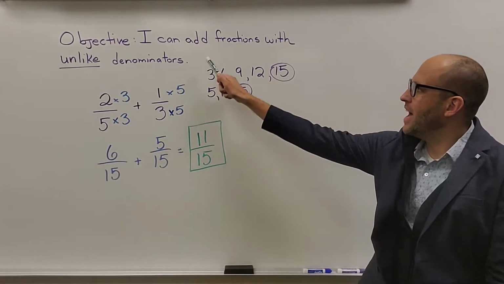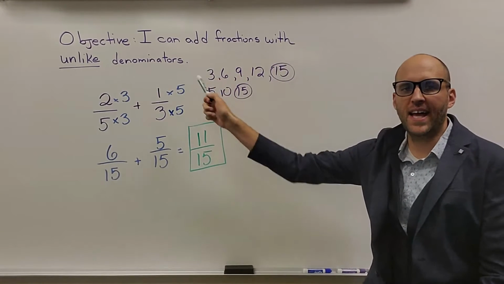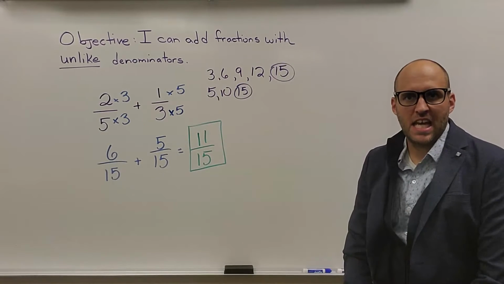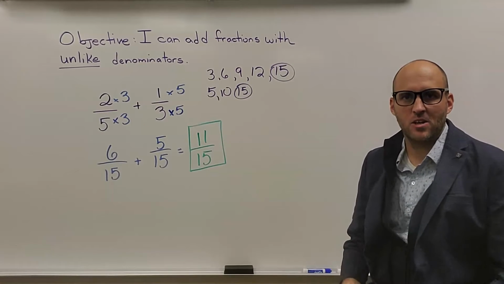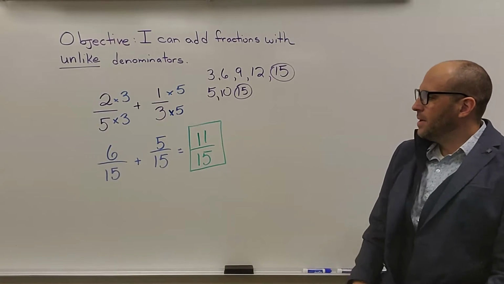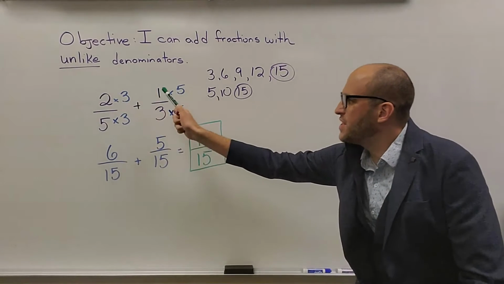Today we're talking about adding fractions with unlike denominators. This is different than adding when denominators are the same. If you haven't watched my video on that, I encourage you to go watch that before you get involved with this lesson. But today, if you see here, we have 2/5 and 1/3.